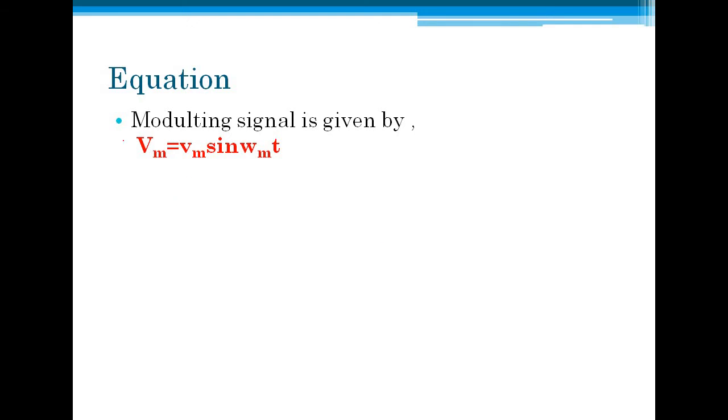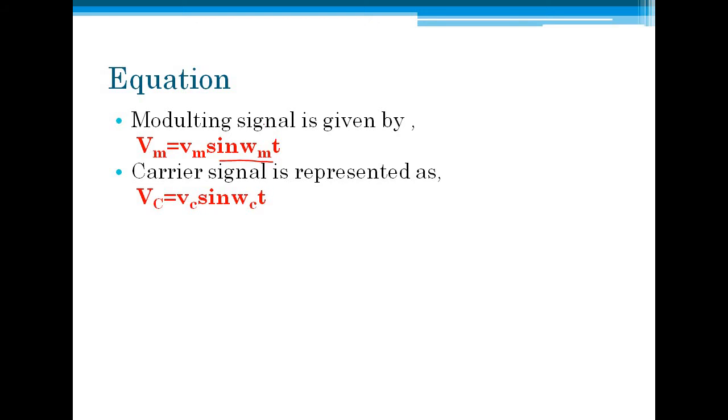the small vm indicates the instantaneous value of the modulating signal. Capital Vm indicates the amplitude of a modulating signal, and sine omega mt indicates the frequency of a modulating signal, but this frequency is defined by omega, which means it is in radians. Similarly, we represent the carrier waveform as vc equals Vc sine omega ct, where small vc is the instantaneous value of a carrier. Capital Vc indicates the amplitude of a carrier. Omega c indicates the frequency of a carrier in terms of radians.